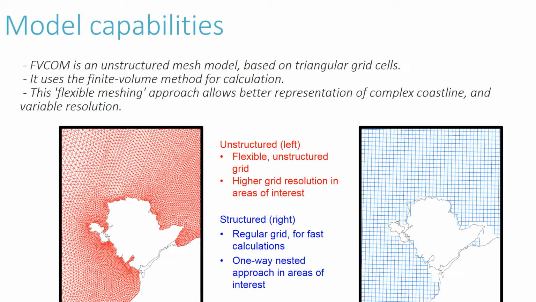One of the main benefits of FVCOM is that it uses an unstructured mesh approach rather than a regular structured mesh. This flexible meshing allows better representation of complex coastline, as well as variable resolution. You can have large triangular elements away from areas of interest, and then increase the resolution by using smaller triangles close to the coast or in areas of complex bathymetry.